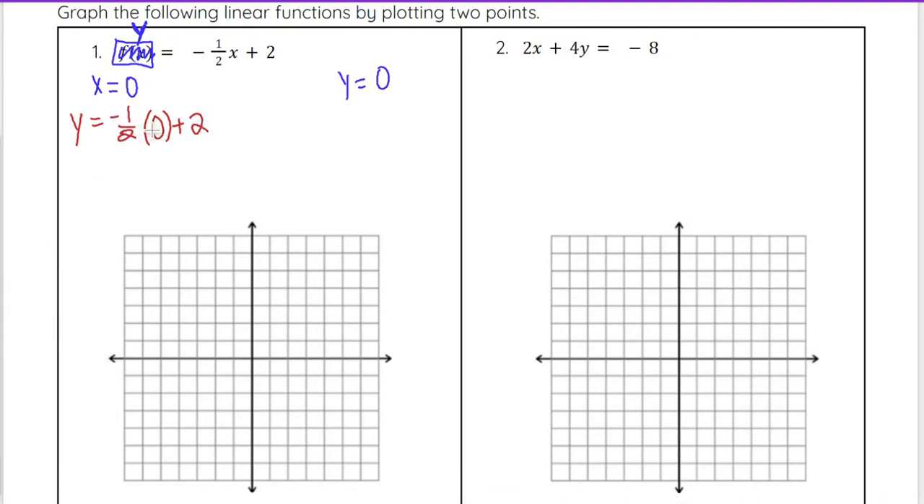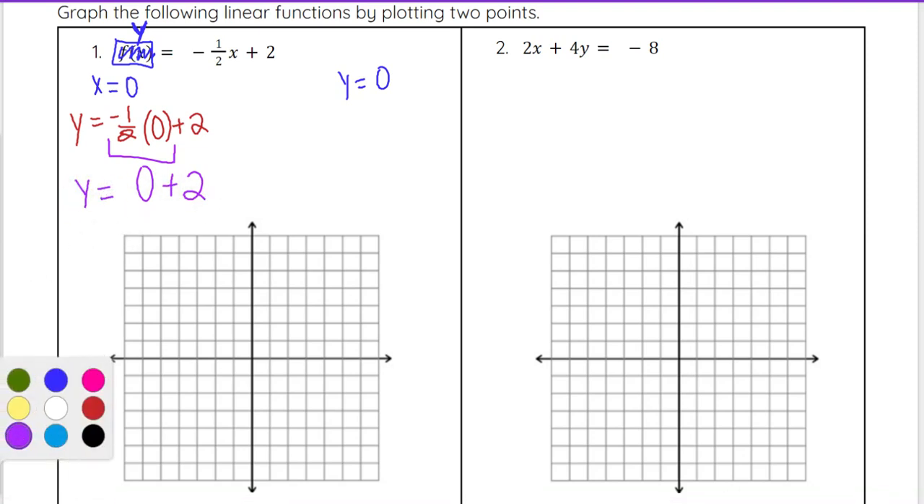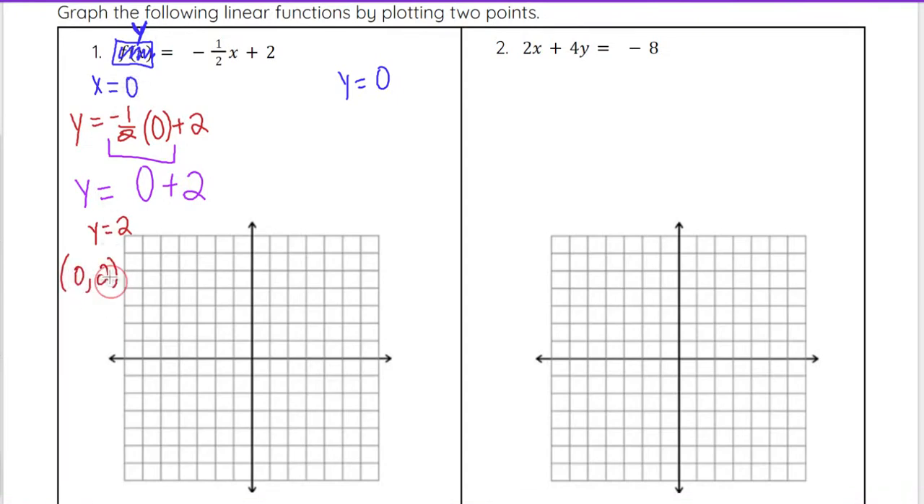So negative 1/2 times 0, that is 0, plus 2. So we have y equals 0 plus 2. 0 plus 2 is 2. So that gives us y equals 2. So writing that as an ordered pair, we have our x, which is 0, and we just found y to be 2.